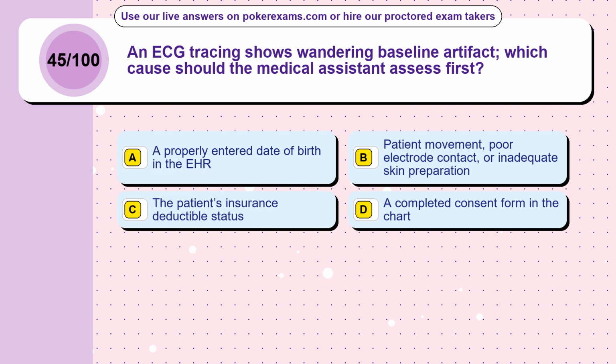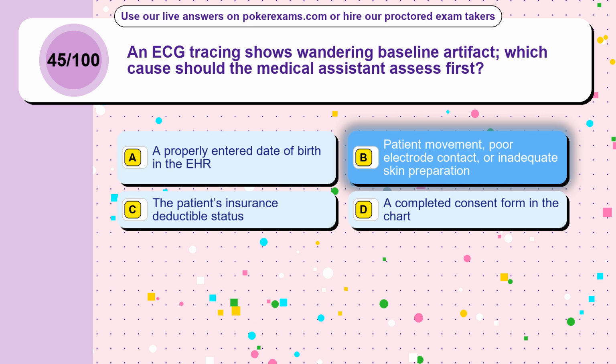Question 45. An ECG tracing shows wandering baseline artifact. Which cause should the medical assistant assess first? Option A. A properly entered date of birth in the air. Option B. Patient movement, poor electrode contact, or inadequate skin preparation. Option C. The patient's insurance deductible status. Option D. A completed consent form in the chart.